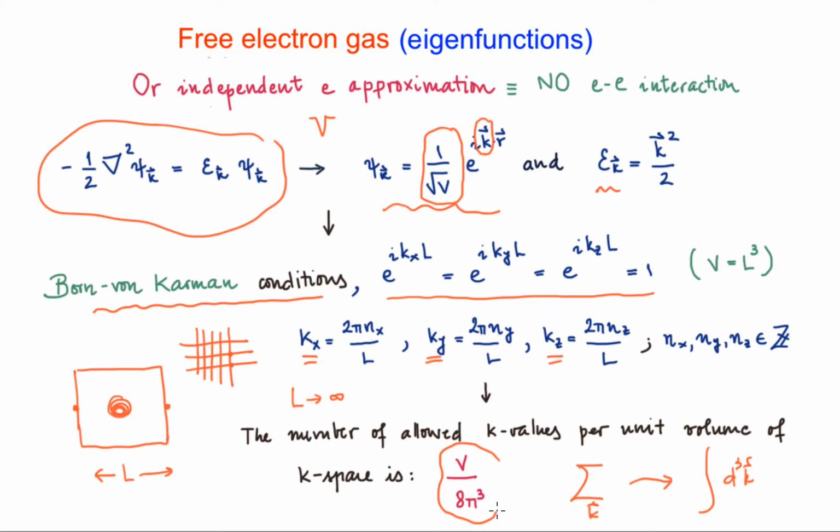And this is this factor, V over 8 pi cubed, which basically is the inverse of (2 pi over L) cubed. It is the number of k values we have per unit volume in the k space. And this is the factor we need to consider when we are passing from a summation in k to an integration in k space.